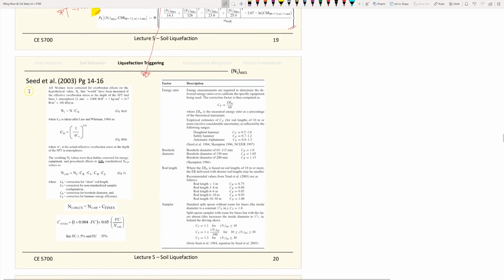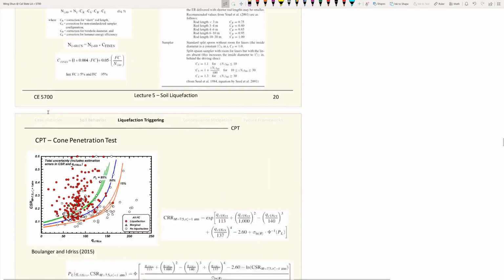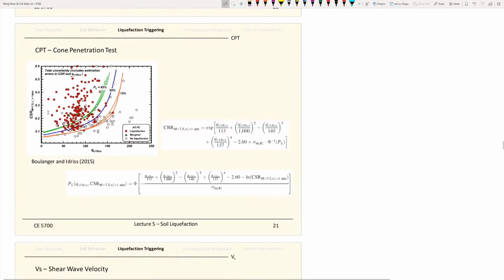This is the Seed 2003 paper. It may be a little bit outdated, but I think Professor Raymond Seed did a good job explaining the overall design procedure in the Seed 2003 paper. So that's the SPT approach.